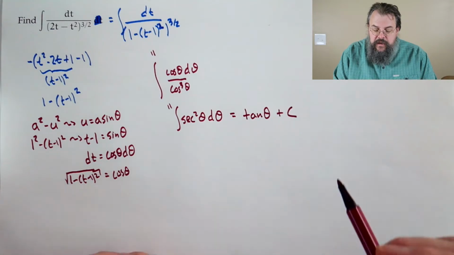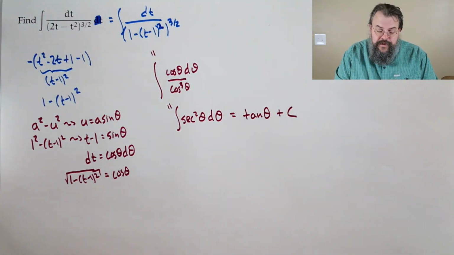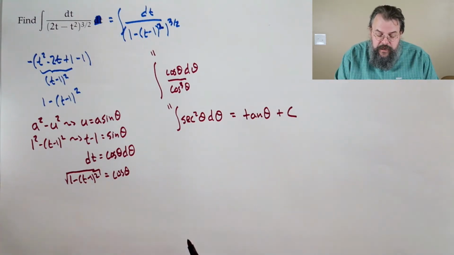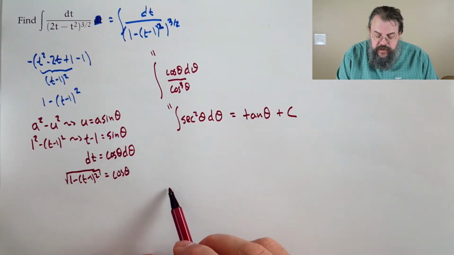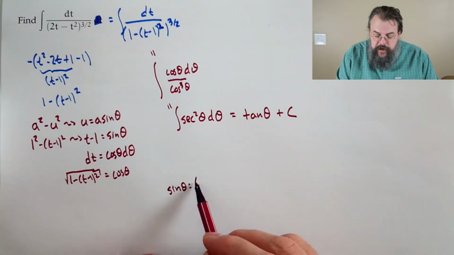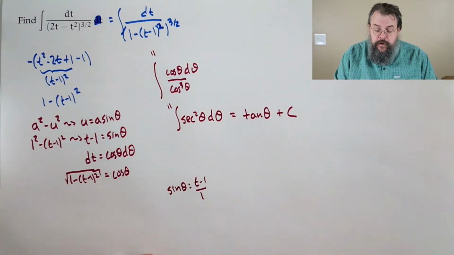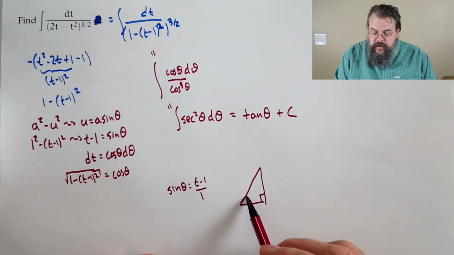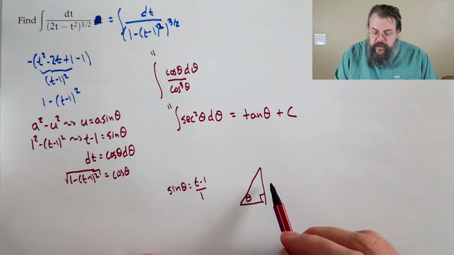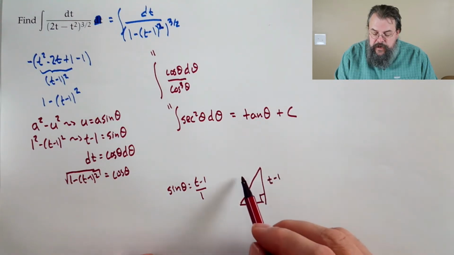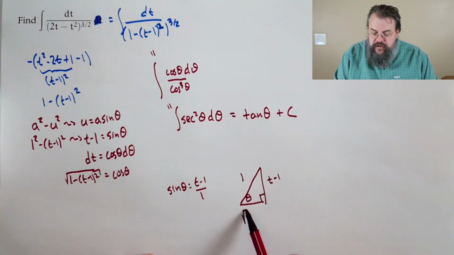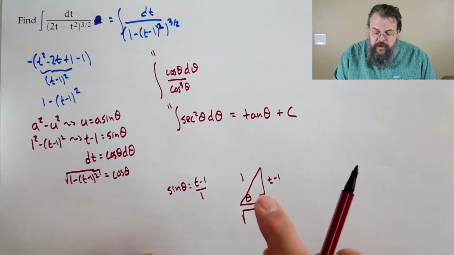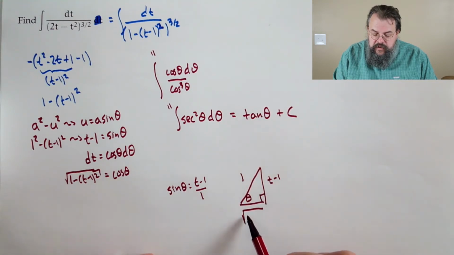Of course, plus c. Well, we're almost done. What's left? Well, we've got to figure out what is tangent. Now, the way we can do that is go back and say, well, look, we know sine of theta is t minus 1, which we can think of as t minus 1 over 1. So we form a triangle, and here's our angle. And we say, all right, our opposite over our hypotenuse. So the missing side would be the square root of hypotenuse squared minus the adjacent side squared.